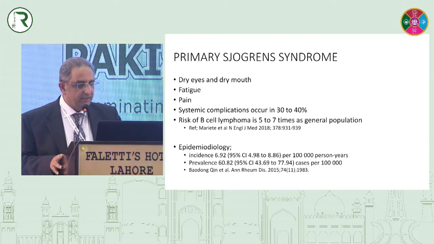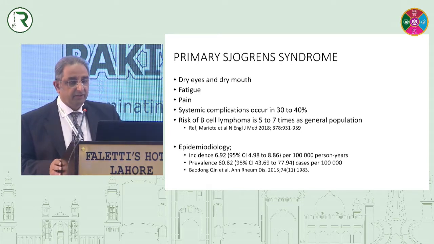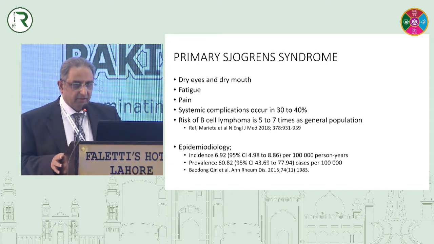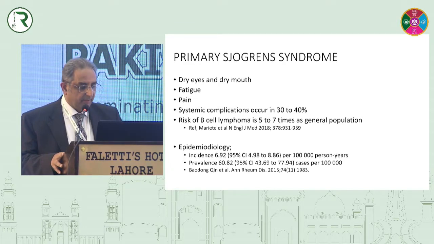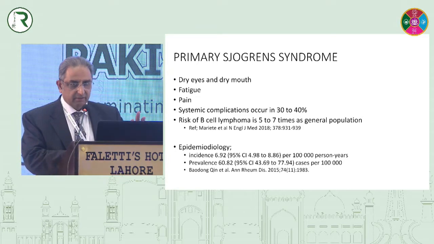The risk of B-cell lymphoma is 5 to 7 times increased compared to the general population. Previous studies had estimated this risk as high as 15 to 20 times, but a recent meta-analysis brings it down to 5 times, which is still significantly high. The incidence is almost 7 per 100,000 person years, and prevalence is 60 cases per 100,000 in the general population. This meta-analysis involves Asian populations as well.